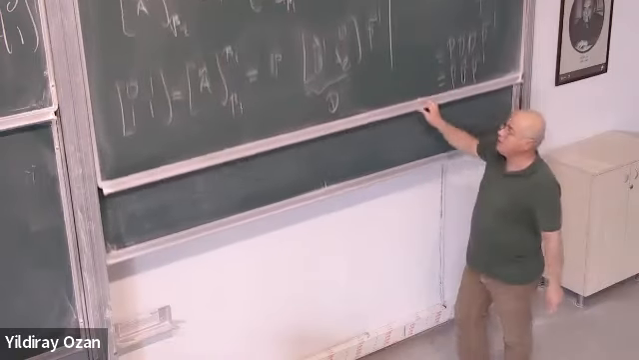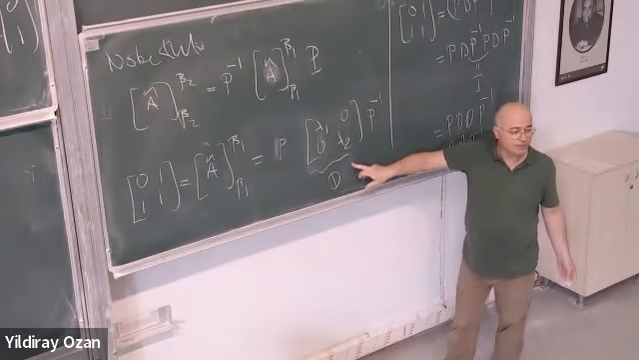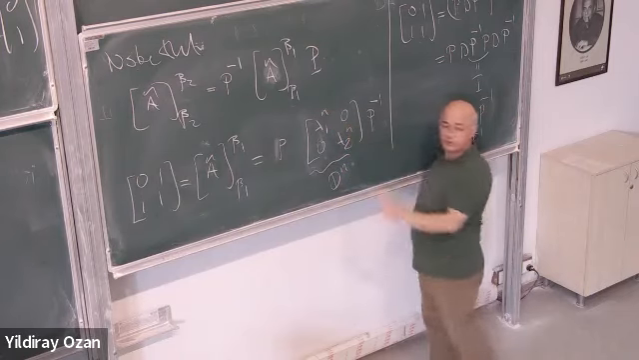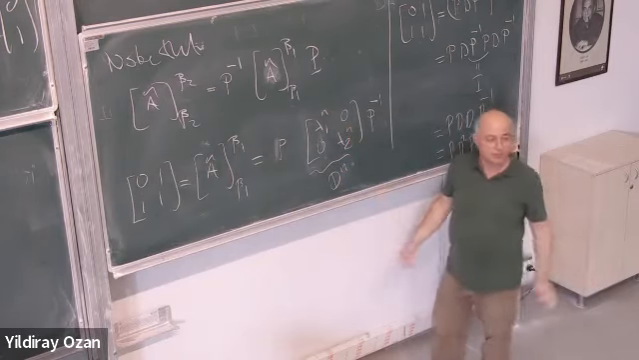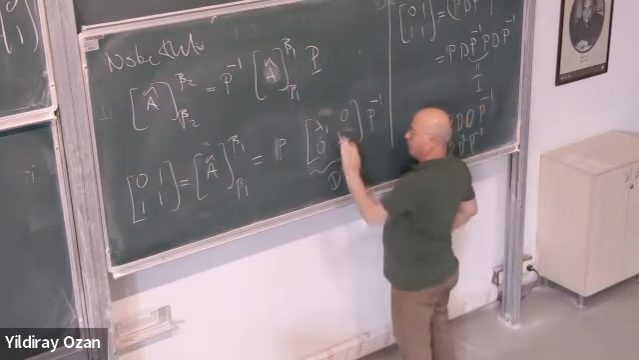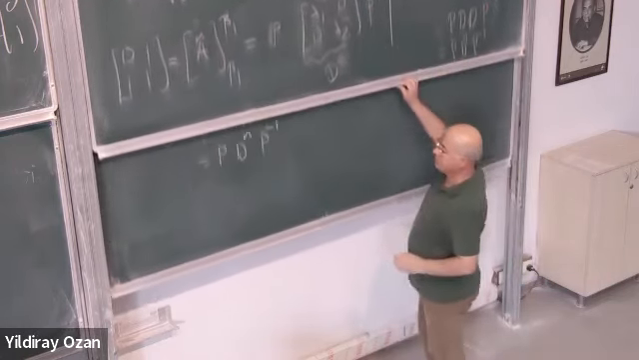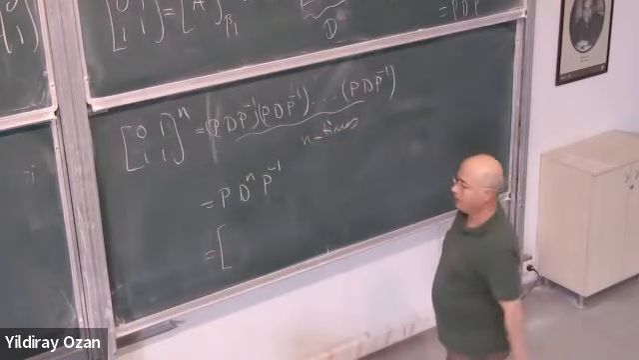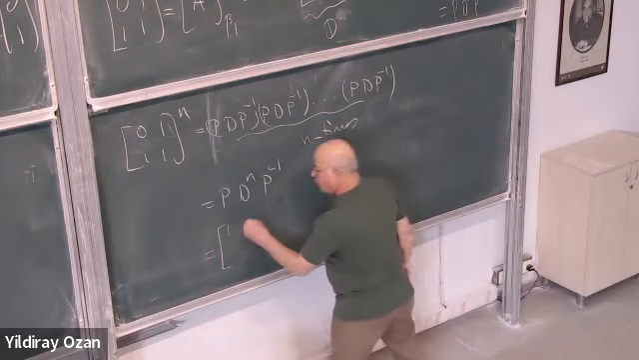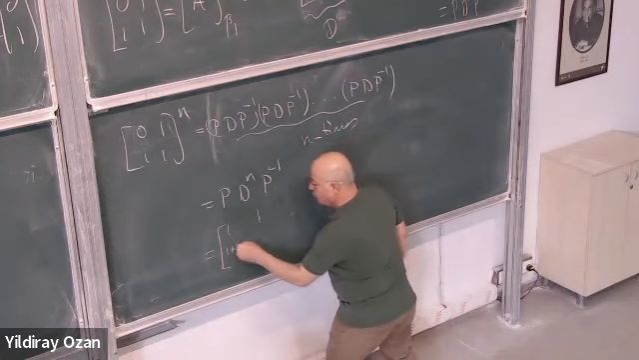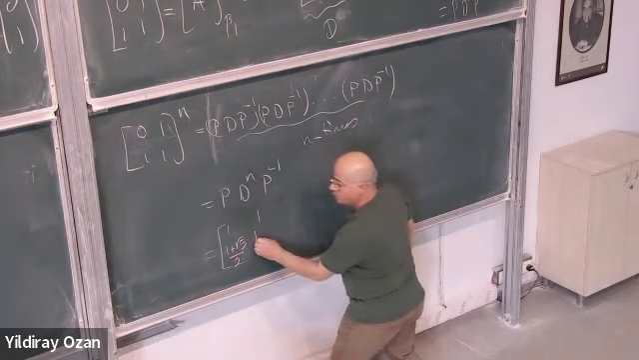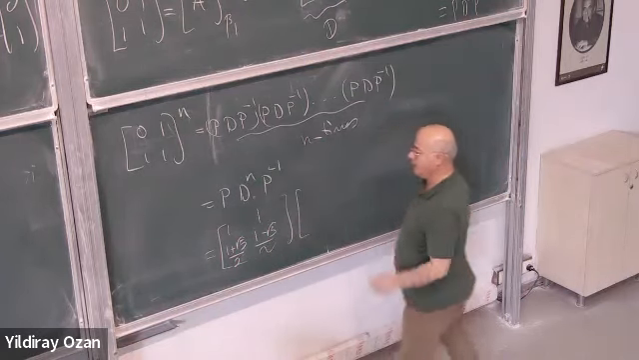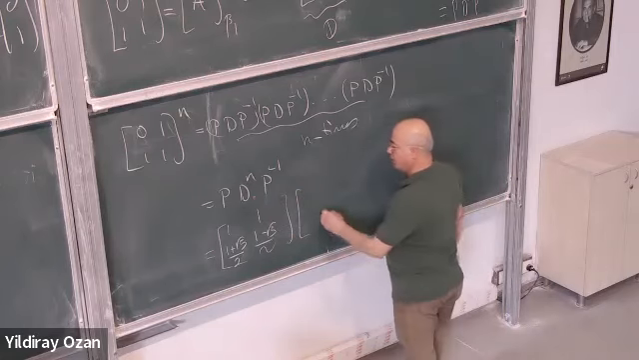D is just the diagonal matrix. What is the nth power of this? You just take n powers of these entries. Okay, that's simple. So this is just P. What was P? P was 1, 1, (1 plus root 5) over 2, (1 minus root 5) over 2, times D to the power n.